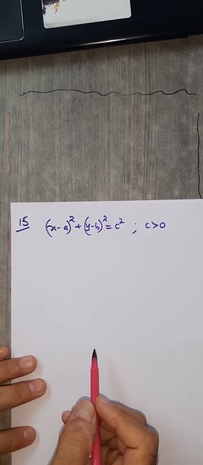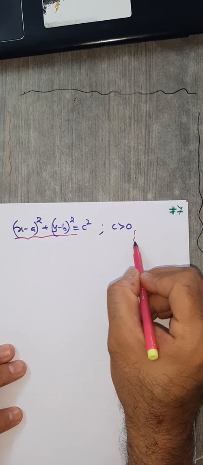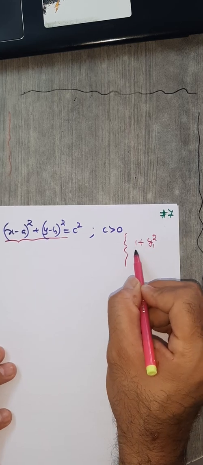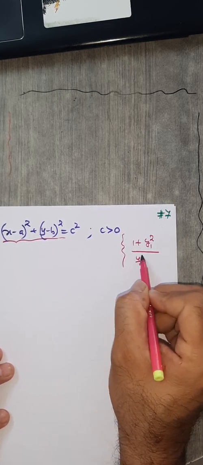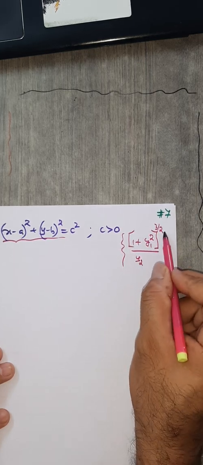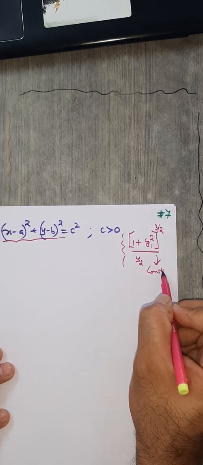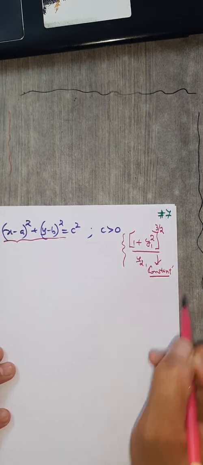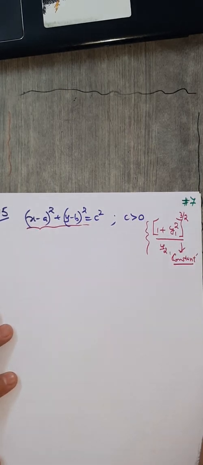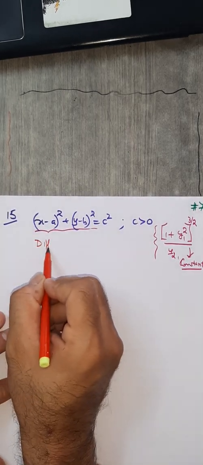Question number 15, you are given this equals to c squared, and you want to show that 1 plus your dy by dx, means y1, whole square upon y2, here your numerator is 2, 3 by 2, equals to some constant. That's what you want to prove. Okay, so we just get y1, y2 and we place here. That's all in all about solution. Fine. So let's differentiate it with respect to x.